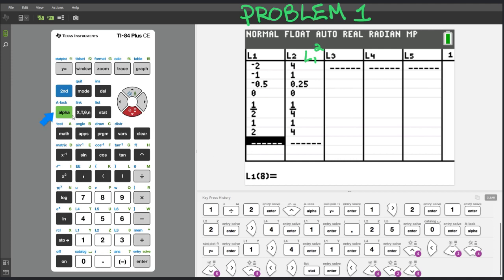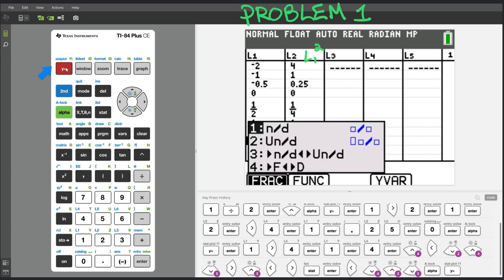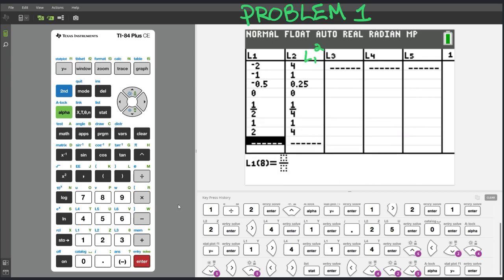The way that we pull up the fraction operator is we press alpha, y equals, and numerator, denominator. I never use these other options down here. Number 1, press enter. And then you see this fraction that's set up for you. This is part of the new OS.